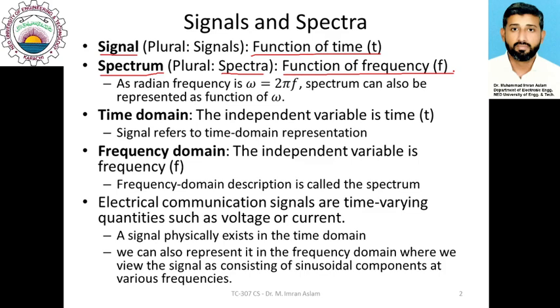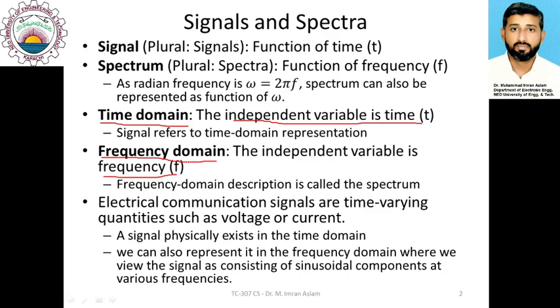These are two different views of the same thing, you can say. Either we analyze the signal in time domain or we analyze the signal in frequency domain. So there are two analysis domains that we use in communication systems. One is called time domain and the second is called frequency domain. In time domain, the independent variable that we use in analysis is time, and for frequency domain the independent variable used is frequency.